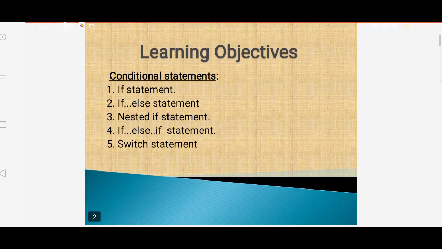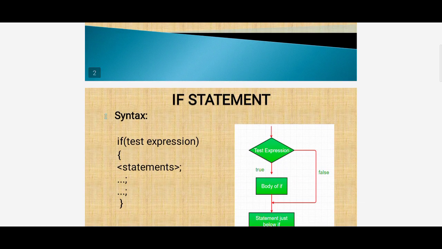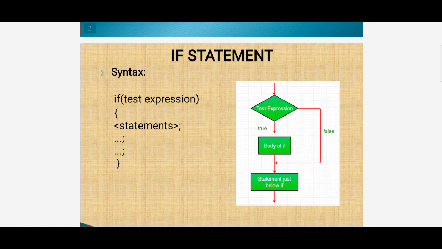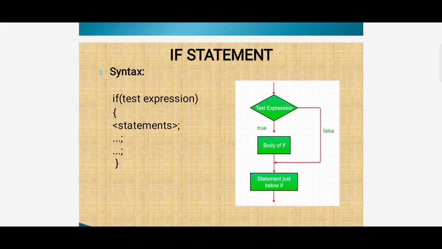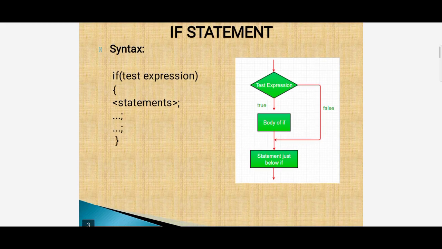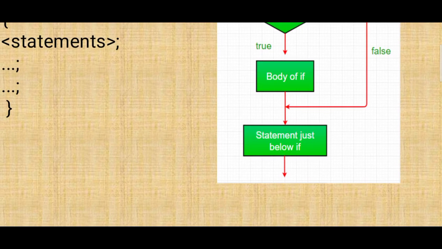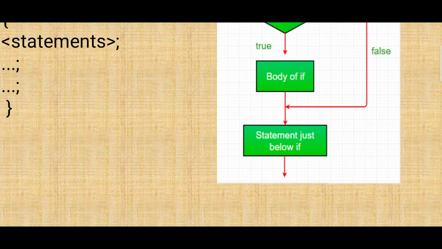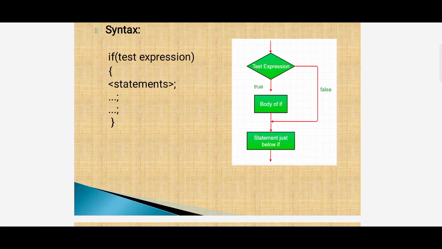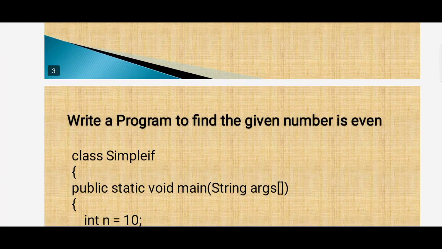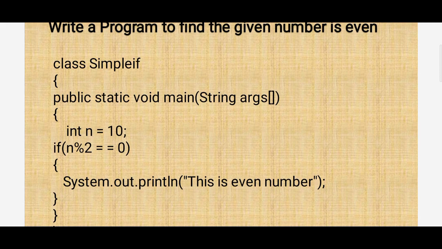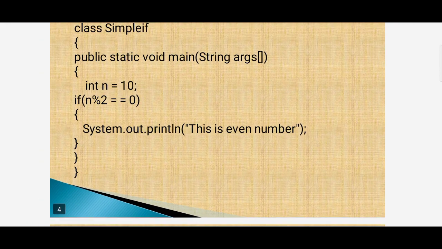The learning objects are conditional statements. The if statement: if the expression is true, the statement is executed. Otherwise, the statement just below the if executes, other than the if. This is the example for the if statement.